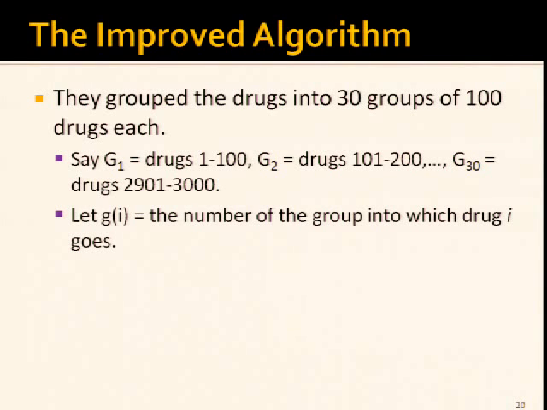So they came up with a scheme. I'm going to just simplify it, but let's suppose you group the drugs into 30 groups of 100 drugs each. Okay, 3,000 drugs. So first, the first group is drugs 1 through 100, and so on. And then I just want to let G of I be the number of the group into which the drug numbered I goes.